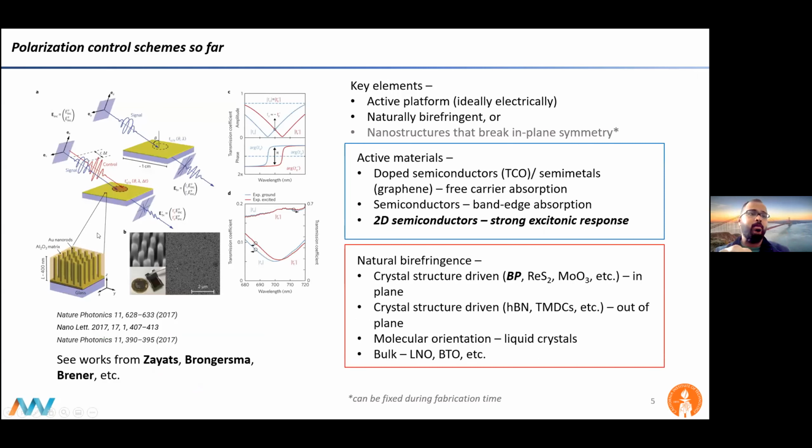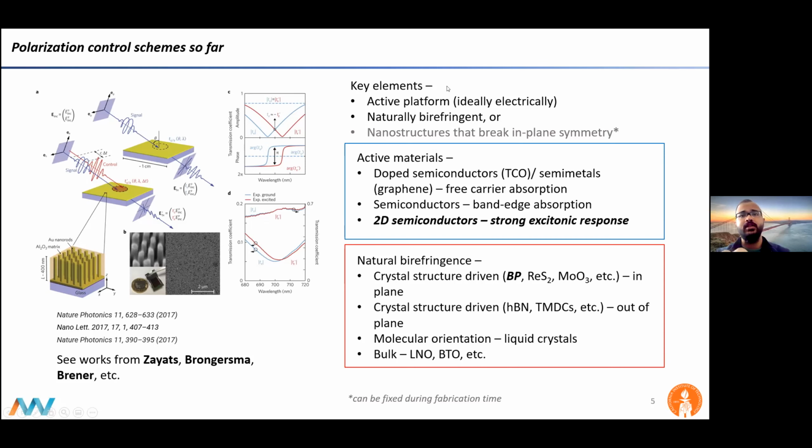So we're not the first ones to think about polarization conversion. A few years back, there were some back-to-back results from these three groups of Zayats, Brongersma, and Brener, where they used different forms of metamaterials. I'm highlighting one of them where they made a matrix of nanorods of gold. And then by carefully designing the excitation and the metamaterial in such a way that you have a difference in the ordinary and extraordinary light, you can generate this difference in amplitude and phase, and they showed quite nice polarization conversion.